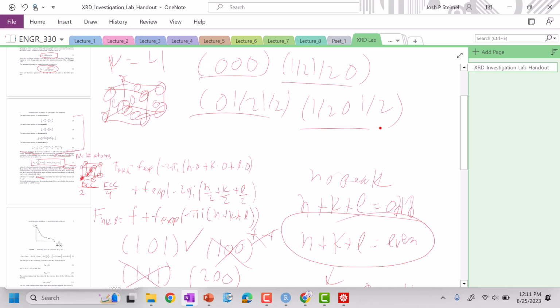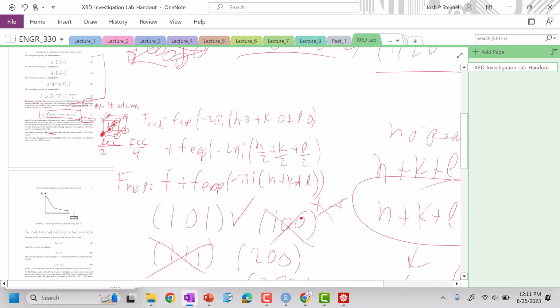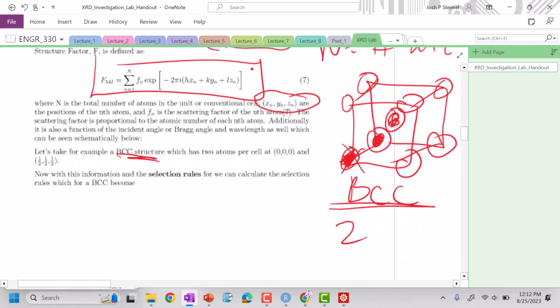And I could do the same thing for FCC, and we can figure that out. So that is a key factor in determining these structure factors. So those are explained a little bit. So you want to derive these for the structures that we may encounter first.